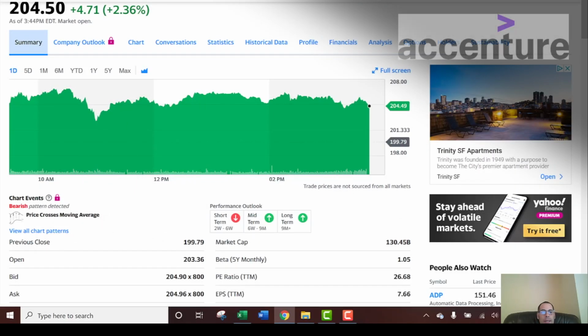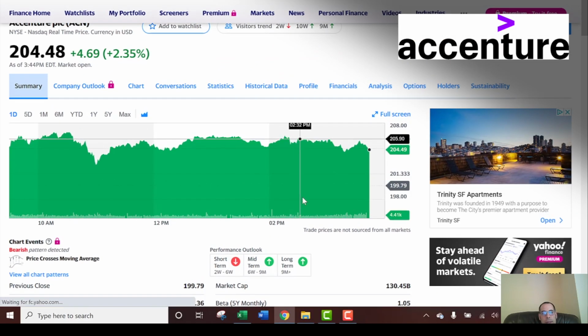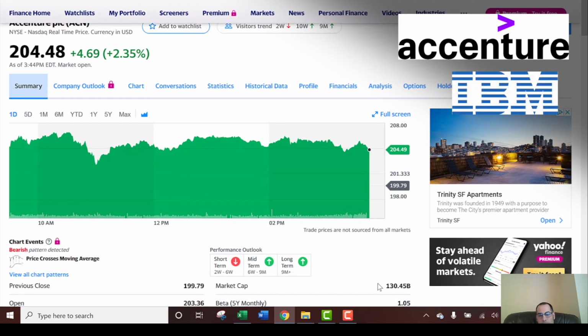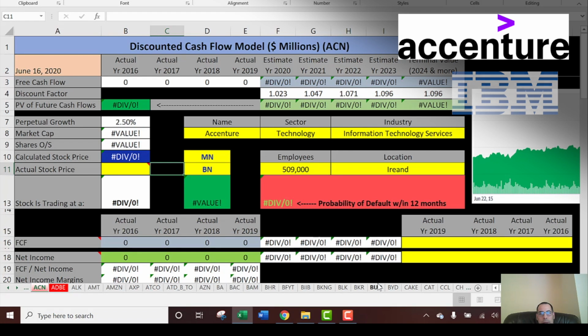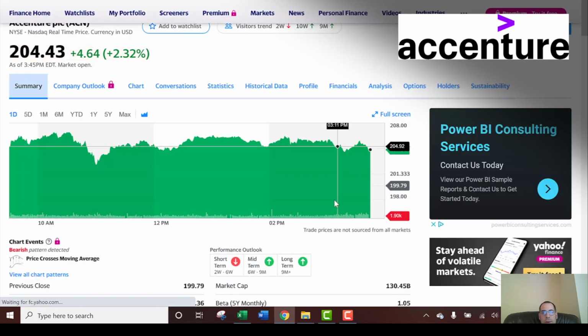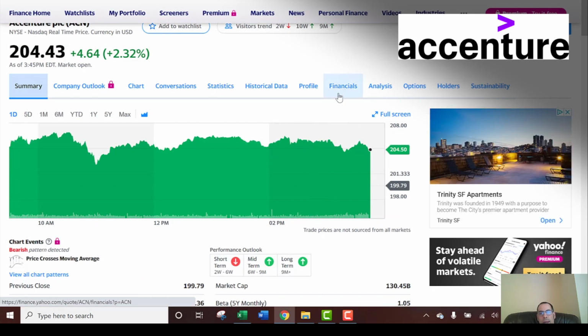Now we're going to do Accenture. They're an IT service company, and their biggest competitor is IBM. And they have a market cap of $130.45 billion. So we'll put that into the model, and they're trading at 204.56. So now that we have the stock price, dividing the market cap by it gives us the shares outstanding.